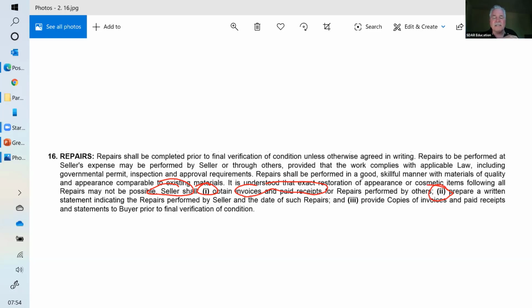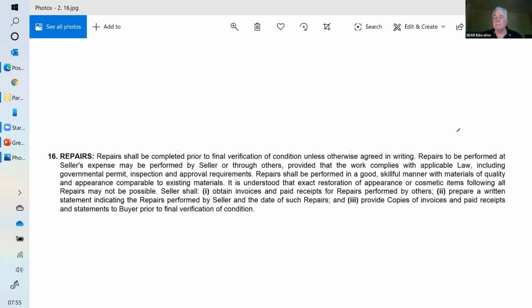Prepare a written statement indicating the repairs performed by the seller, if the seller did the repairs. So now see how this is getting pretty complicated? For the seller to do the work themselves, we'd like to see some kind of written statement that says, here's what I did, here's the date that I did them, and then by the way, I've got to have those paid receipts for materials and things like that.